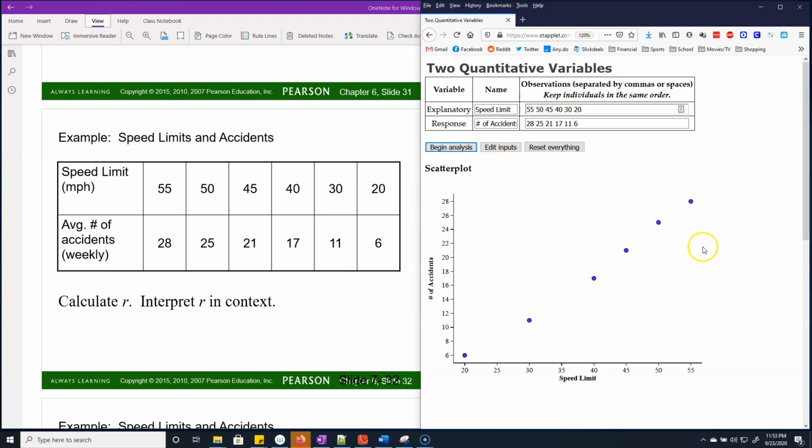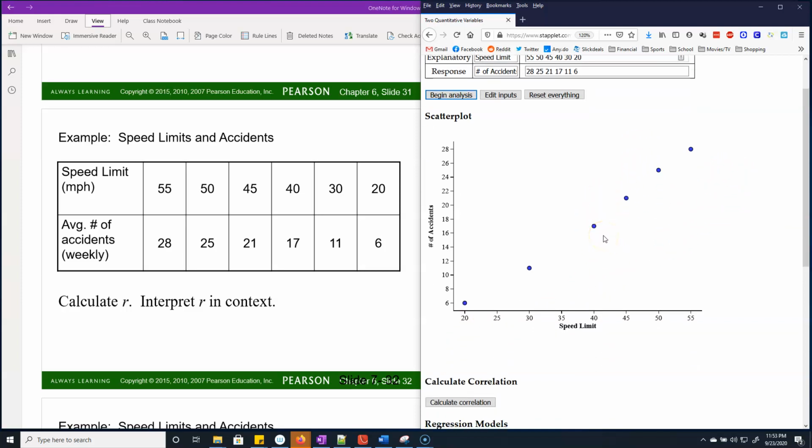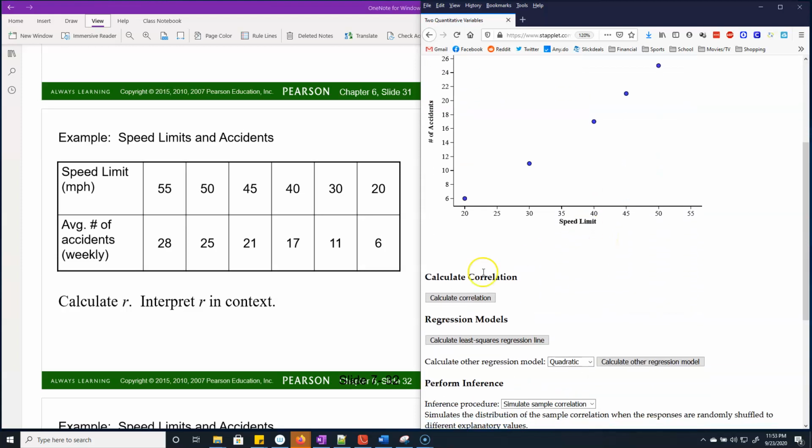And you see here, this makes almost a perfect line, which, if you remember from reading previously from the last set of slides, is a very strong positive correlation. It's going up, it's positive, it's very strong, it almost makes a perfect line. So I'm expecting a very strong positive correlation. And let's calculate, and that's what I get. It's positive, and it's almost 1.